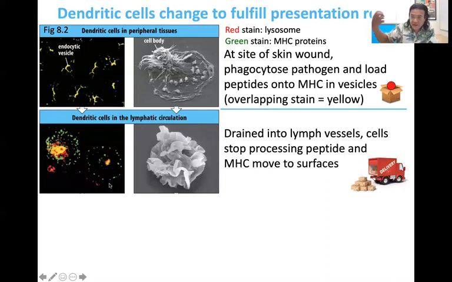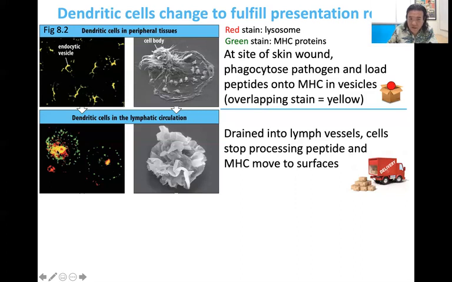Then, once the dendritic cell has done that, and it's drained into a lymphatic vessel, right, now it becomes like the delivery truck. And the delivery truck is going to be moving now through the lymph vessel on its way to a lymph node. So morphologically, you can see the shape of the dendritic cell changes quite a bit. Right now, it has this kind of ruffled appearance to it. More interestingly is if you look at the staining, that red and green staining inside, what do you see? You still see a lot of yellow, right? So that's where MHC proteins are at the same location as lysosomal proteins.